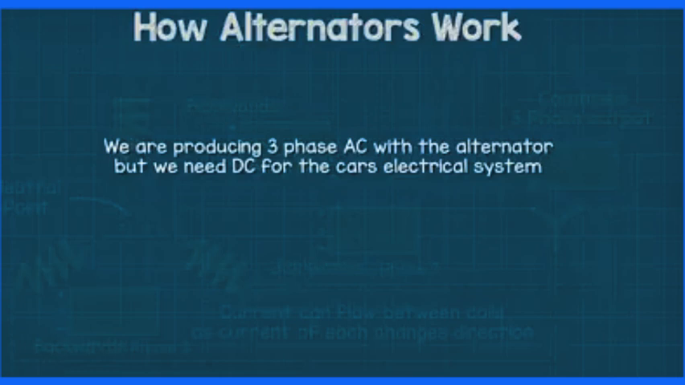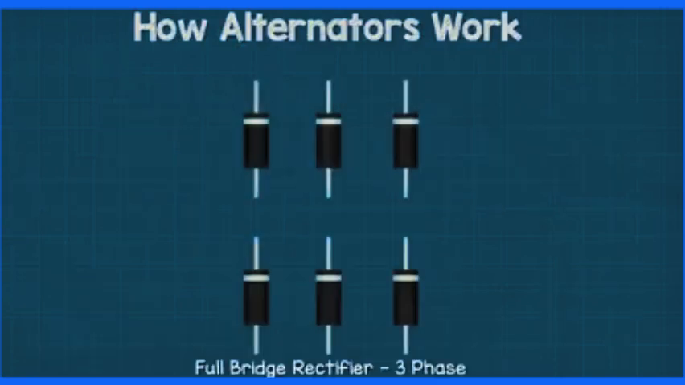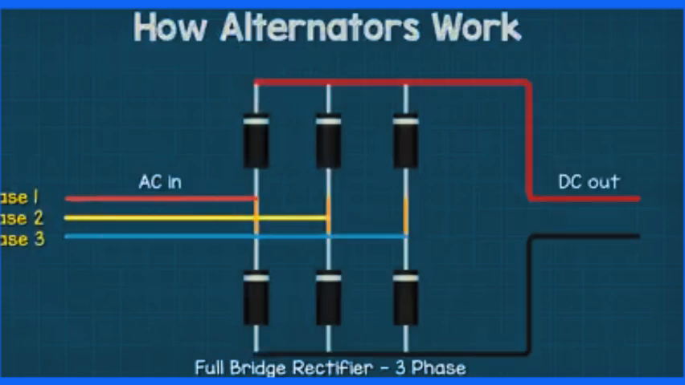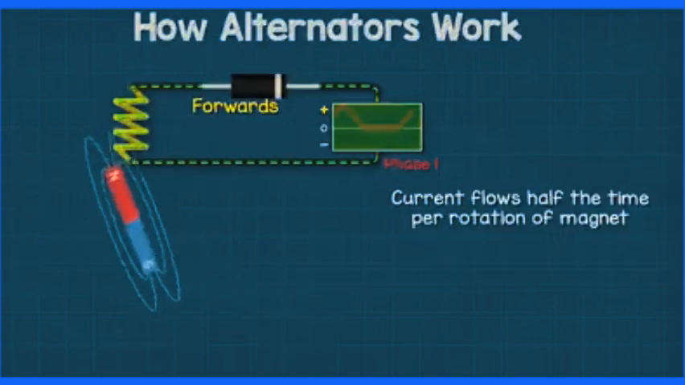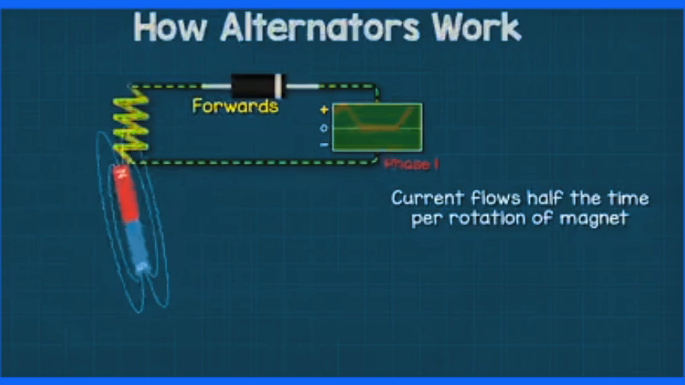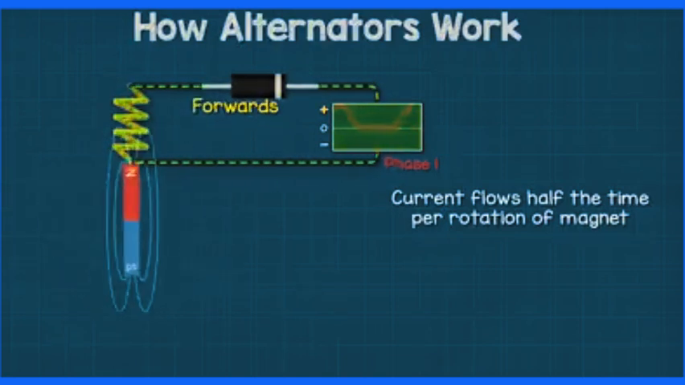So we need a way to convert AC to DC, and for that we use a full bridge rectifier. This is essentially just 6 diodes connected in pairs and wired in parallel. Diodes only allow current to flow in one direction, and they block the current in the reverse direction. With a single-phase supply, for every turn of the magnet, current will only flow for half of the turn. The other half will be completely blocked.